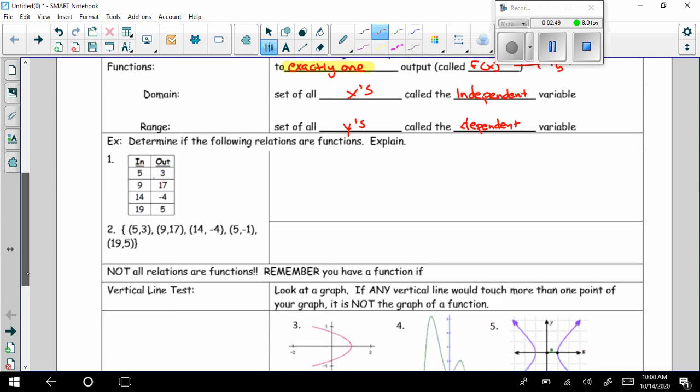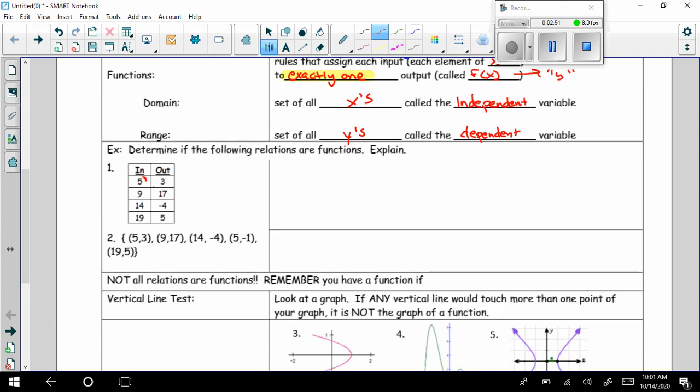So you look at your relation and you determine, does each of these x values have a y value? In this case, yes. 5 maps to 3, 9 maps to 17, 14 maps to -4, and every single one of those has exactly one y value. So this is a function.